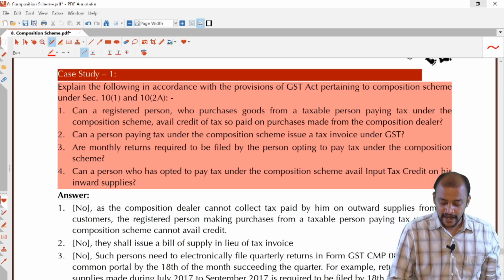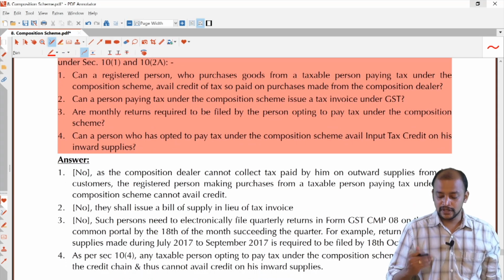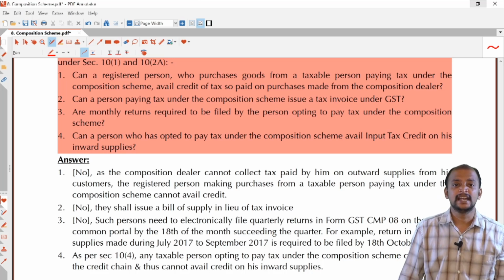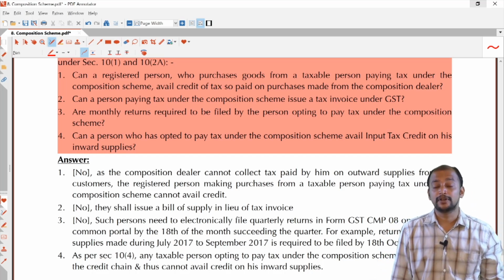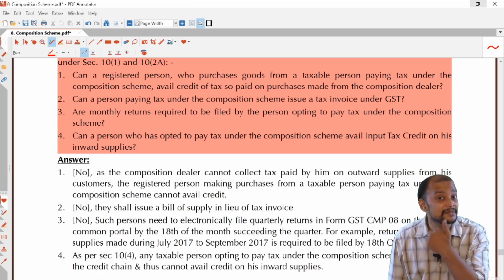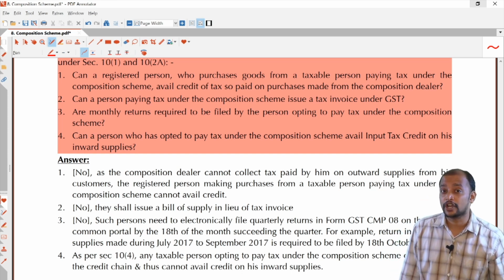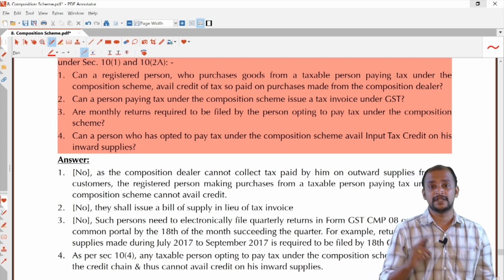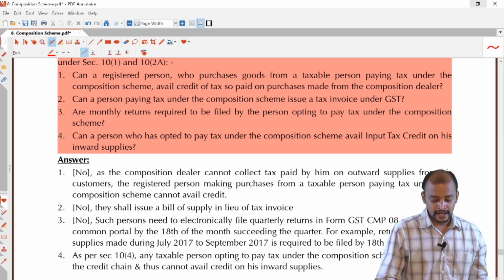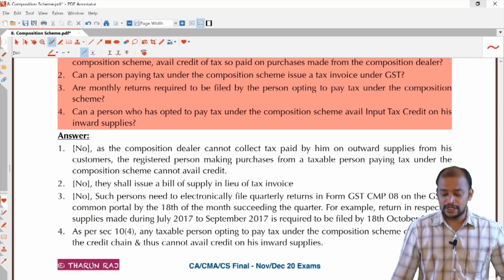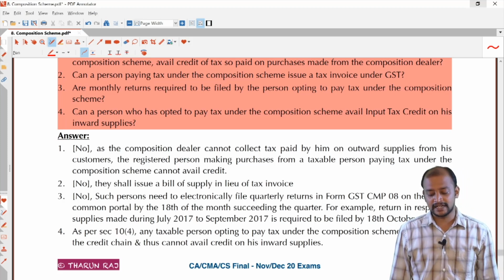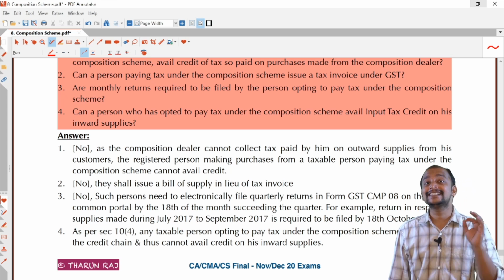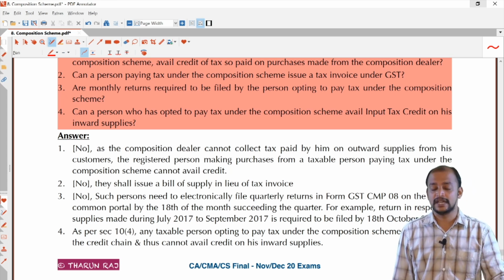Can a person paying tax under composition scheme issue a tax invoice under GST? No, a tax invoice cannot be issued because you cannot recover the GST from the customer. Then what is the document that you need to give? Bill of supply. We discussed it in the invoice and time of supply chapter. Are monthly returns required to be filed by a person opting for paying tax under composition scheme? No, they need to file a quarterly return in CMP 08.